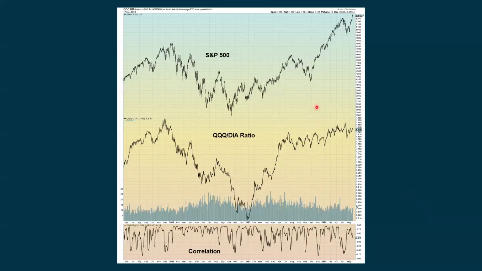Then we have the S&P on top, and then a ratio between the Qs and the Diamonds. That's the NASDAQ 100 to the Dow. And I look at the correlation between the two. As the Dow has been lagging a little bit, even though it got over 40,000, it's not showing an awful lot of strength right now. But we're seeing this correlation actually dropping off as the Qs have been outperforming.